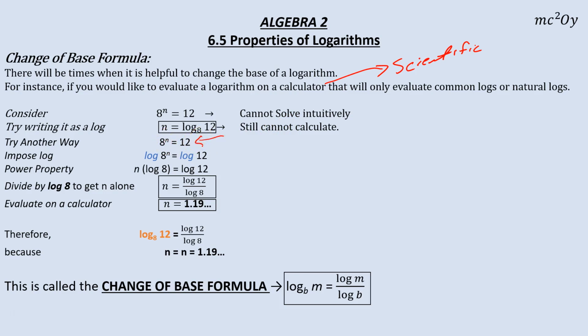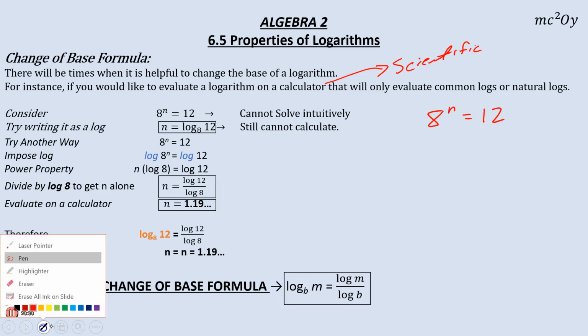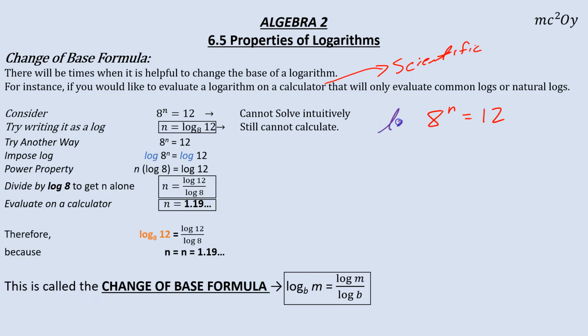Just like taking the square root of both sides when solving an equation, let's apply the log to both sides. If I have 8 to the power of n equals 12, I'm going to take the log of that side and the log of this side. What that ends up doing is I would then have log base 10 of 8 to the power of n equals log of 12.